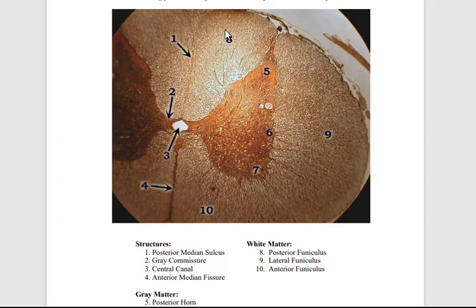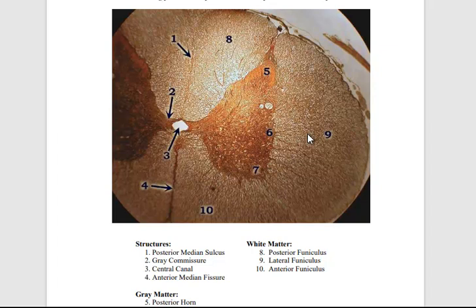Then remember, you have your bundles of axons here, here, and here. So this one's going to be your anterior bunch and your lateral bunch and your posterior bunch. So that makes that kind of easy. And those are the funiculus. I'm getting better at saying it.